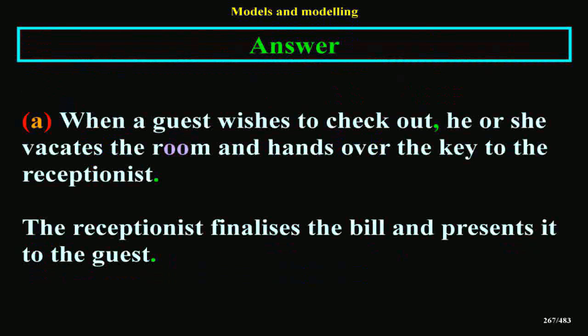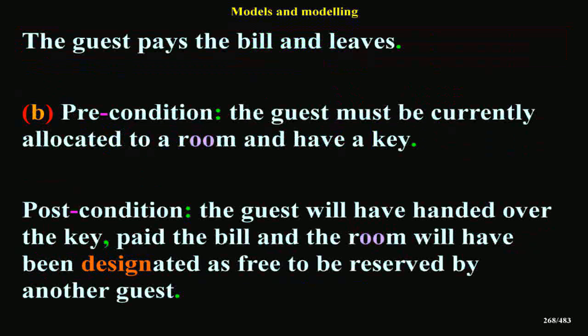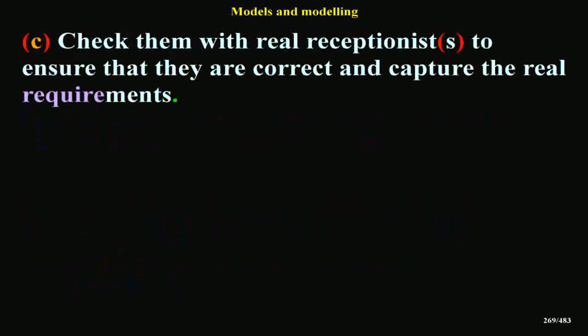Answer. A. When a guest wishes to check out, he or she vacates the room and hands over the key to the receptionist. The receptionist finalizes the bill and presents it to the guest. The guest pays the bill and leaves. B. Precondition: the guest must be currently allocated to a room and have a key. Postcondition: the guest will have handed over the key, paid the bill, and the room will have been designated as free to be reserved by another guest. C. Check them with a real receptionist to ensure that they are correct and capture the real requirements.